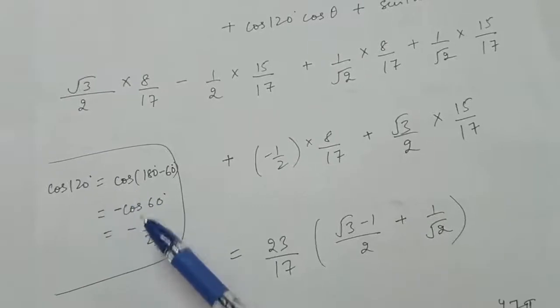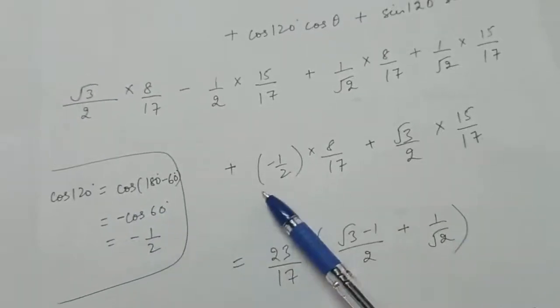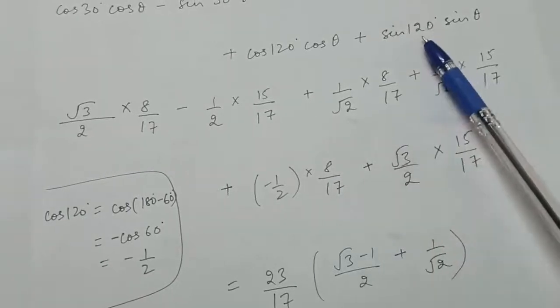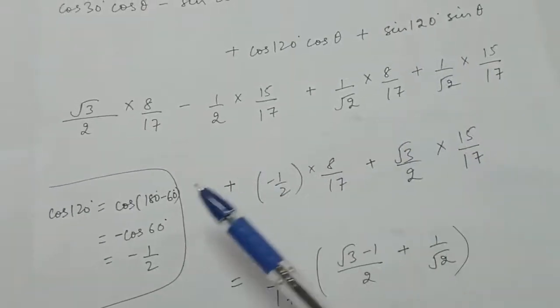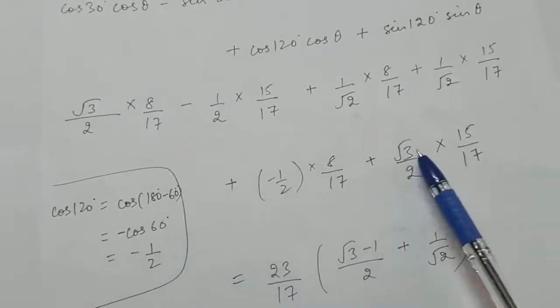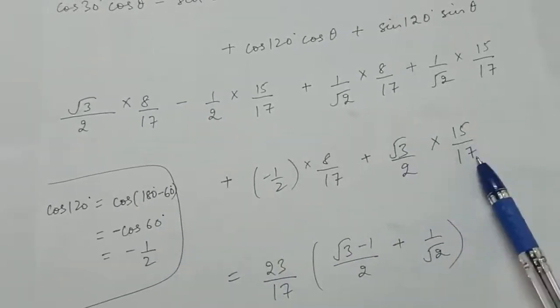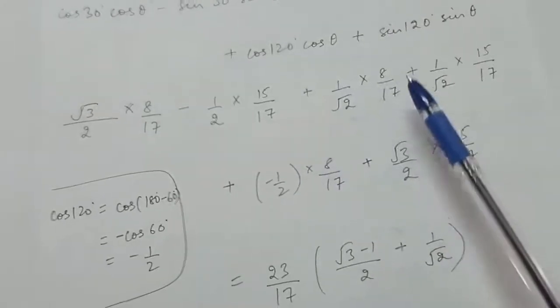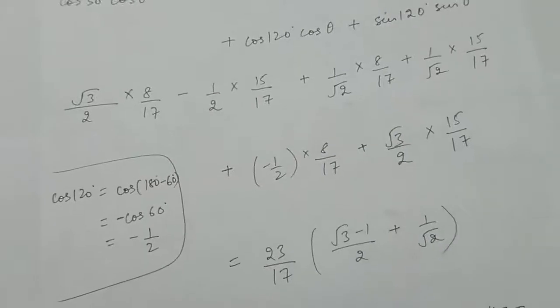So cos 120 will be minus 1 by 2 into cos theta is given, plus similarly calculate the sin 120. It will be sin 180 minus 60, that is sin 60, which is root 3 by 2 into sin theta is known to us, right? Now take the LCM, solve these, you will get this as the answer.